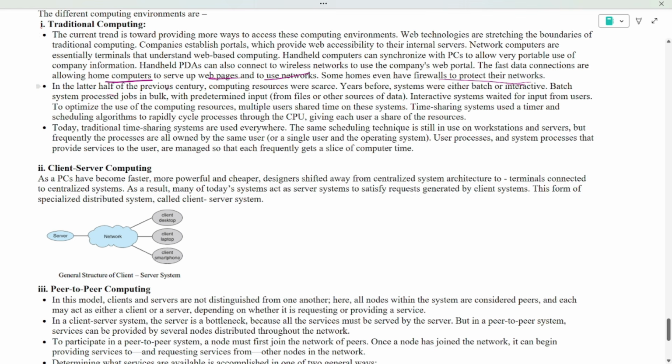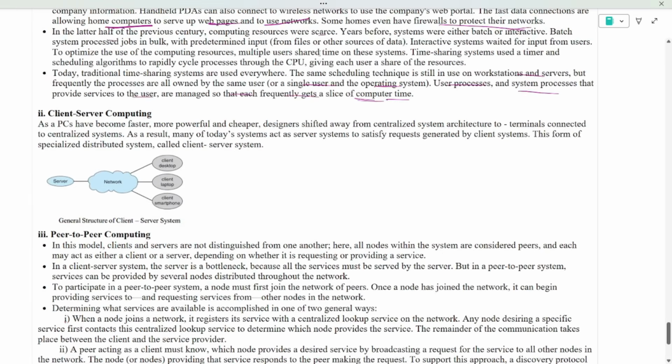Next, in the later half of the previous century, systems were either batch or interactive. That is, the batch system or interactive system was there. Today, traditional time sharing is being used everywhere. The same scheduling technique is still used in workstations and elsewhere, but not more. A single user operating system, user process, system process and all were used previously, but now it is also used. Frequently each process gets a slice.